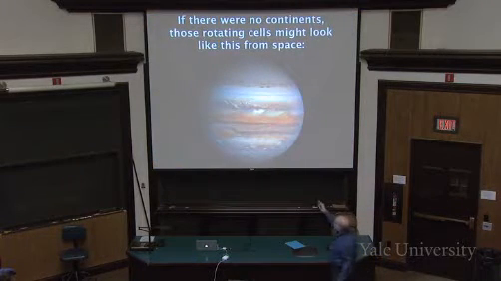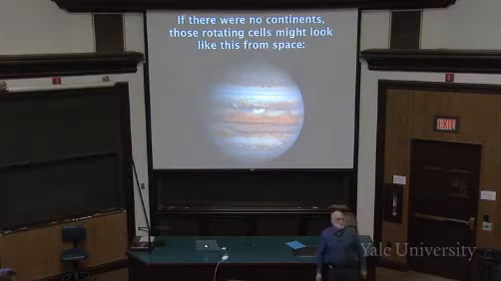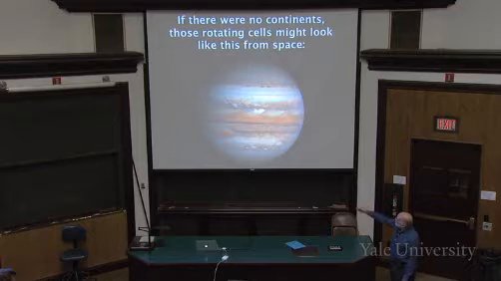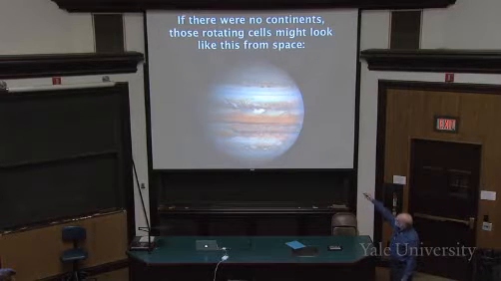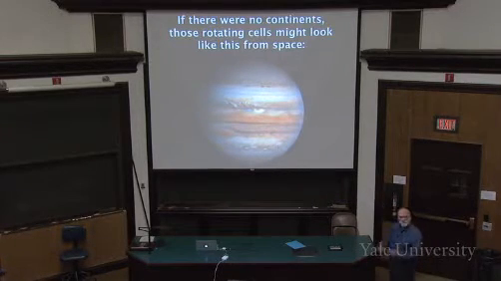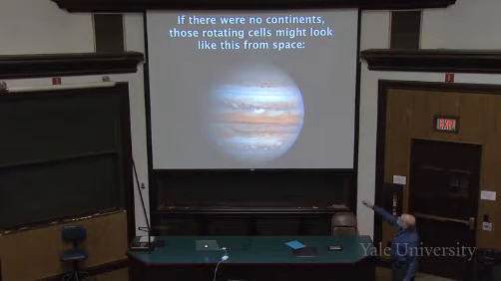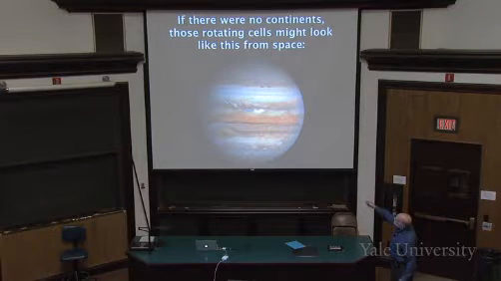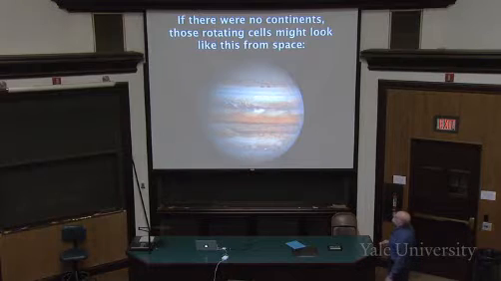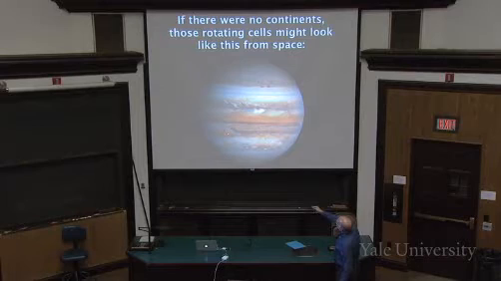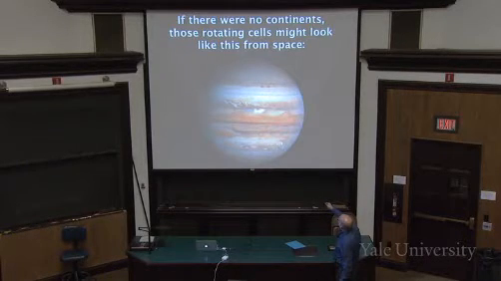Now, if there weren't any continents, you'd end up with something that looked like Jupiter. Jupiter has these nice, neat bands that go around. It's not the perfect, smooth Hadley cell picture that I was showing you, but still, that's quite a tight band there. And these are rotating cells. Jupiter's bigger. It's got a few more of them than the Earth does. The Earth, by the way, sitting on this picture, is about that big. So this is a lot bigger.